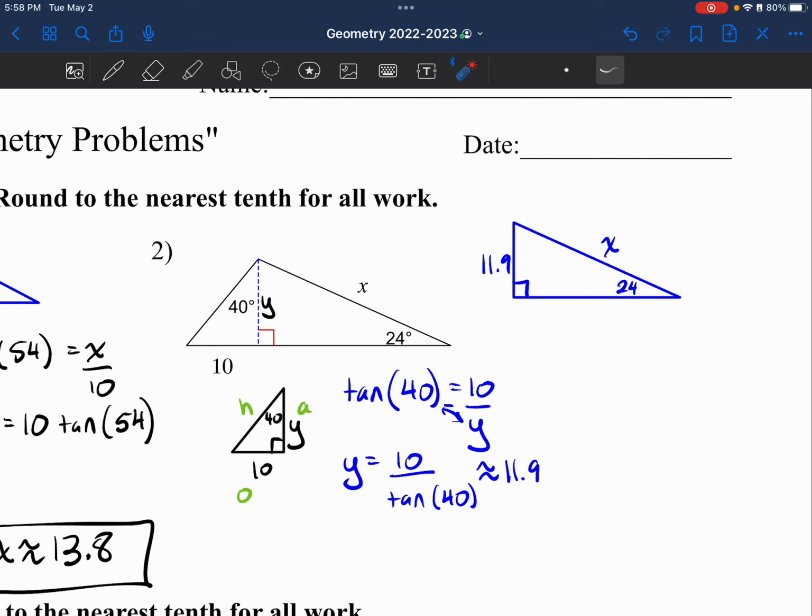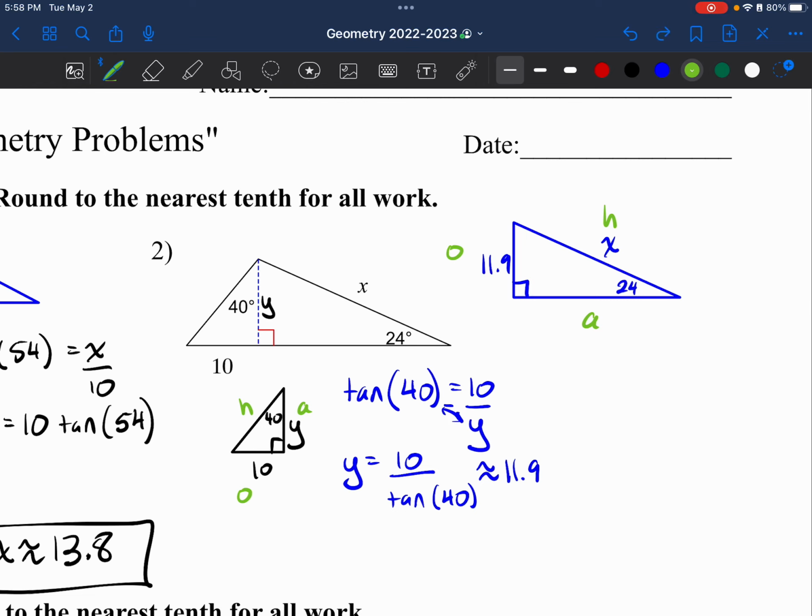So in order to find this x, let's go ahead and label our O, A, and H. Opposite of 24 is over here. Hypotenuse is x. Adjacent is down here. In this case, we're not using the adjacent. We're using opposite and hypotenuse. So that's going to be sine for the SO in the SOHCAHTOA.